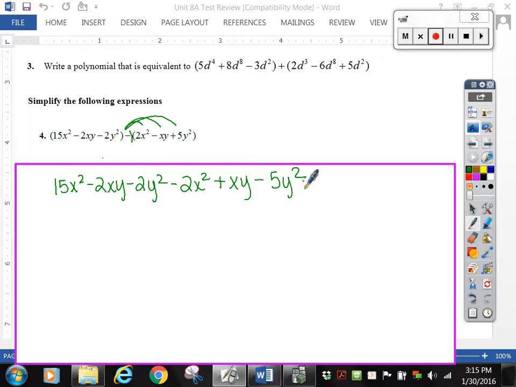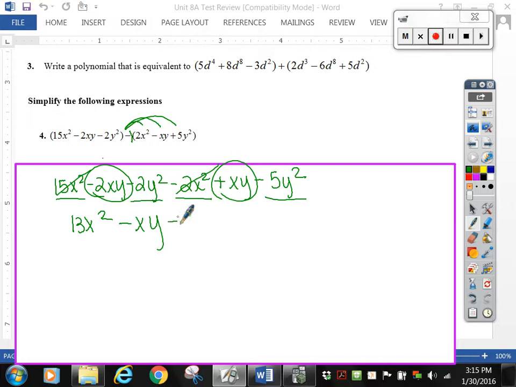Now I'm going to collect terms. I like to go in alphabetical order, so I'm going to do my x squareds first. So 15x squared minus 2x squared is 13x squared. Now I'm going to do my xy's. So minus 2xy plus xy is minus xy. Now I'm going to do my y squared. So minus 2y squared minus 5y squared is minus 7y squared.